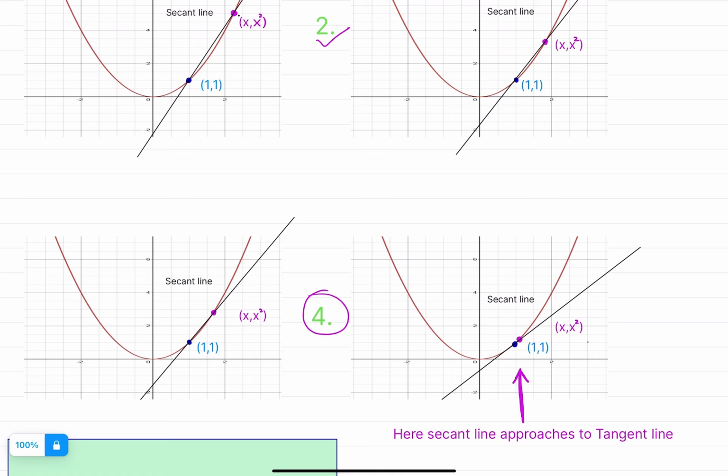You can see here in the first graph, it's touching the curve at 2 points. Then in the second one, it's touching the curve at 2 points. Then in third, it's touching the curve at 2 points. But in the fourth, it's almost touching the graph at only 1 point. That means the more you bring closer the values of x comma x squared, the more the secant line is approaching a tangent line.